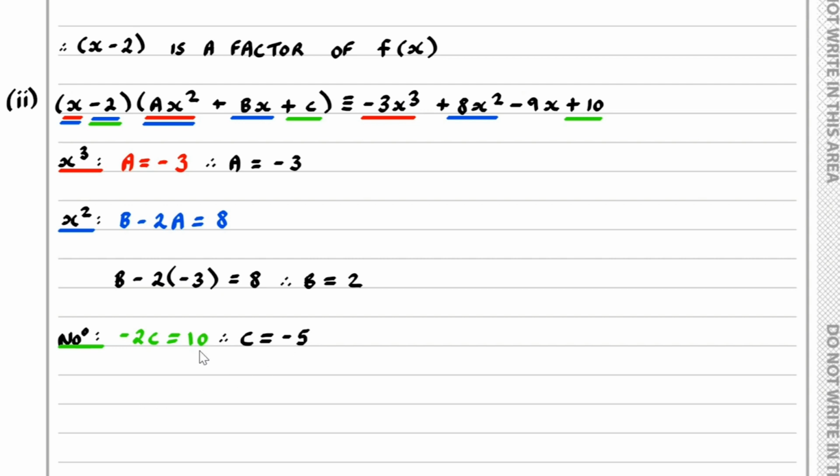So how does this help us? Well, now that we know what a, b and c are, we can replace a, b and c here, and we can therefore conclude f of x is equal to x minus 2 multiplied by negative 3x squared plus 2x subtract 5. We have a linear factor and a quadratic factor.